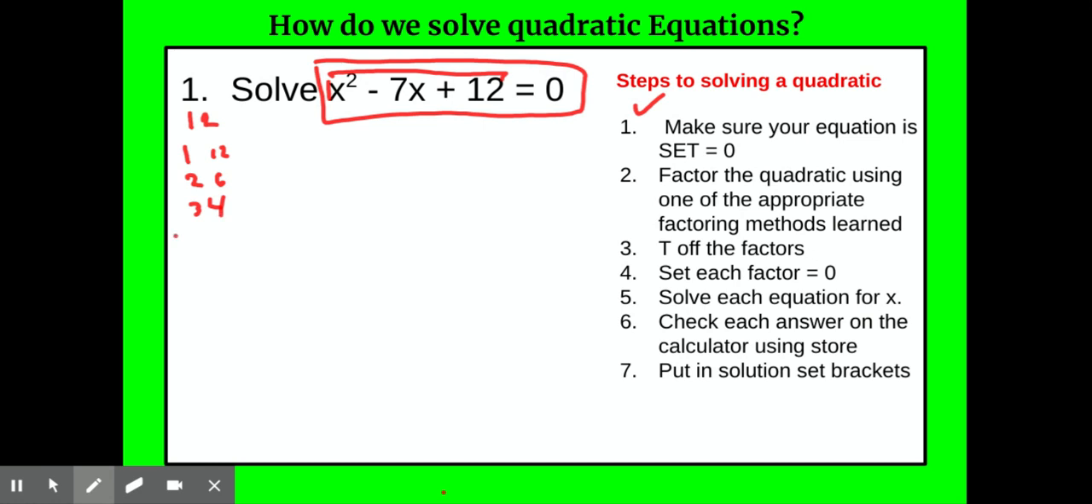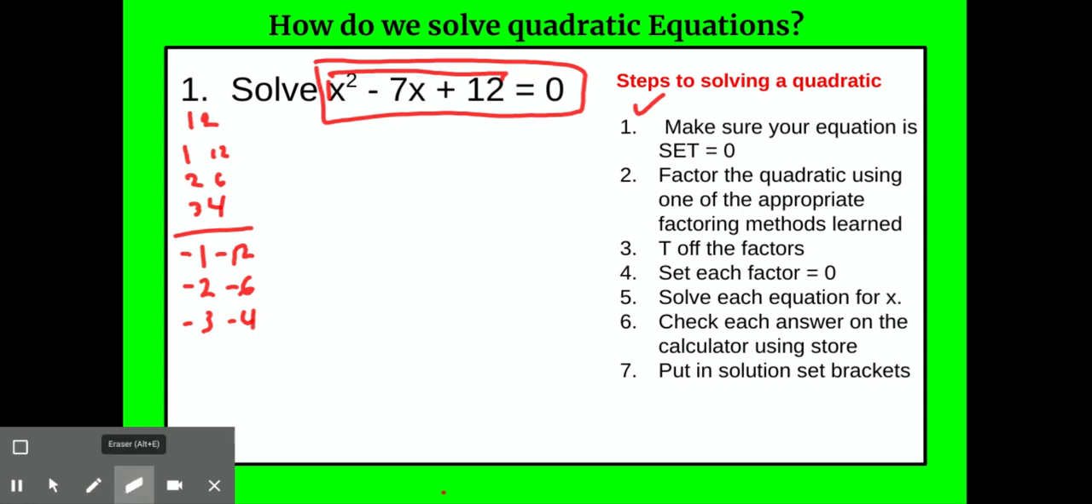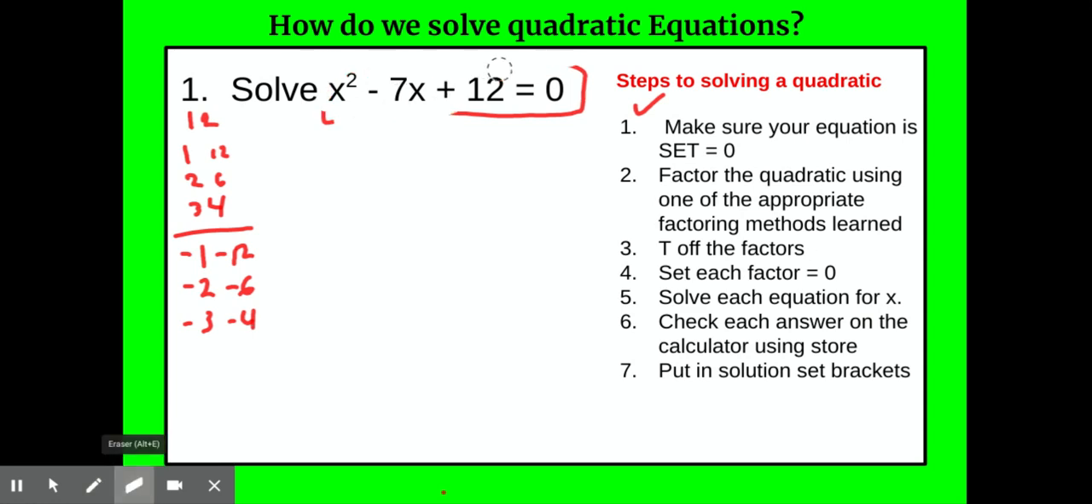And now I need to get my opposites. A -1 times -12 gives me positive 12, -2 and -6, -3 and -4. Those are all the numbers that multiply to positive 12. Now the clue is to figure out which one of these pairs gives us that -7 in the middle.